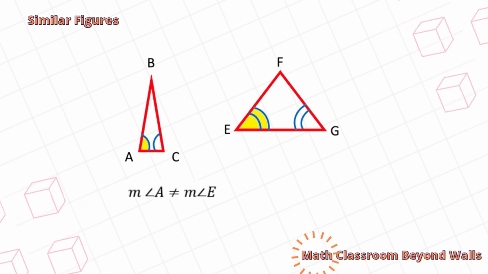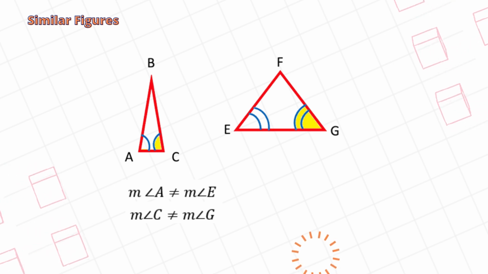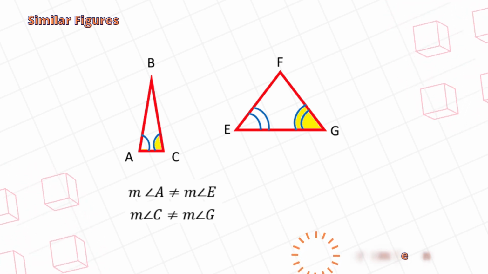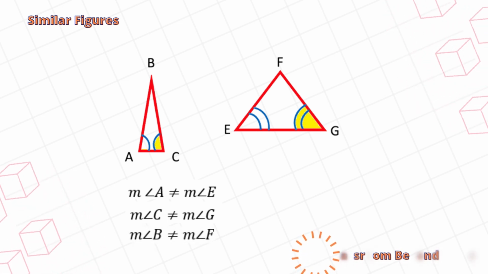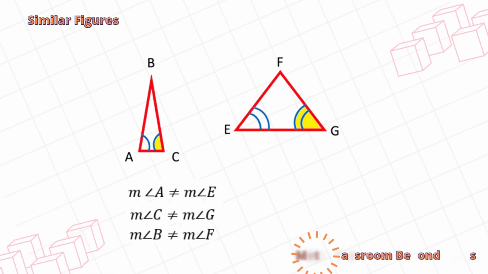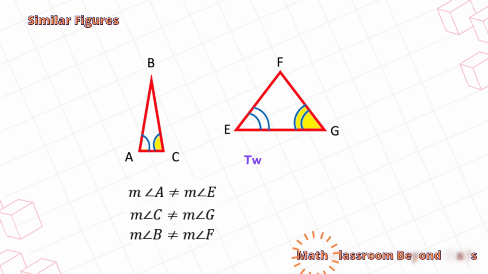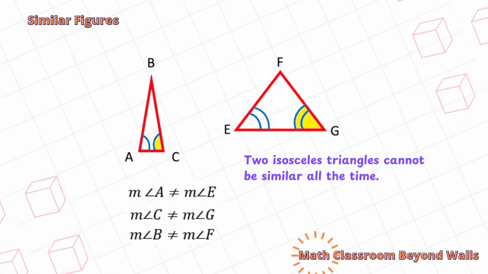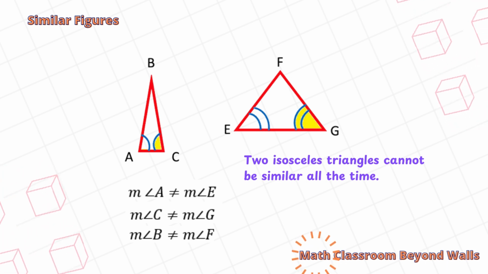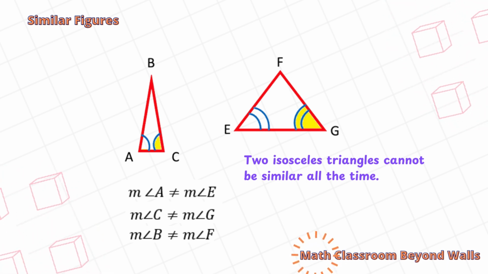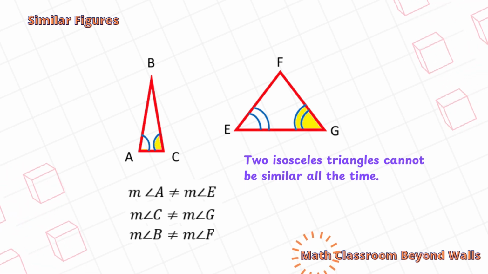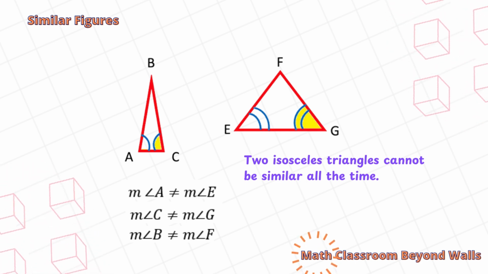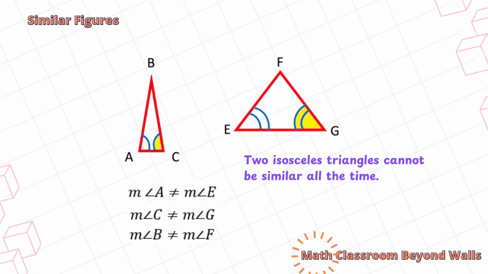Also, the measure of angle C is not equal to the measure of angle G. And obviously, the measure of angle B is not equal to the measure of angle F. So, the two triangles in this example are not similar. It failed the AA test or AAA test for similarity. But if the two isosceles triangles pass the similarity test, then they could be similar.